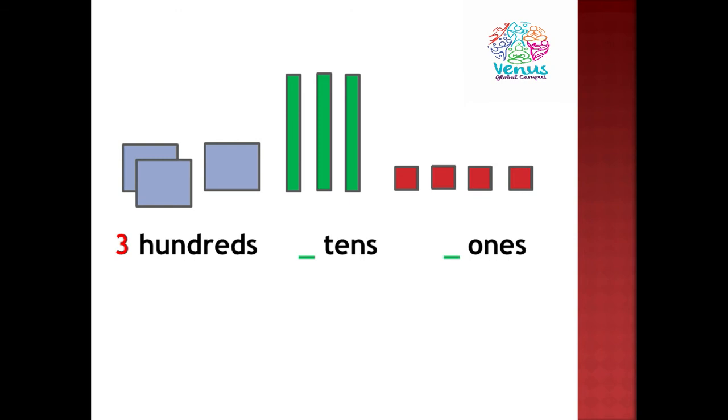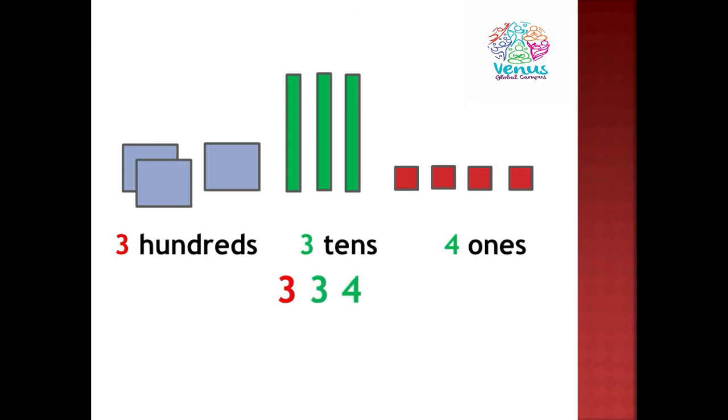And count the long stacks. 1, 2, 3. 3 long stacks. So 3 tens. Now count the ones, that is small squares. How many small squares are here? 1, 2, 3, 4. 4 small squares, that is 4 ones. So the number is 334.